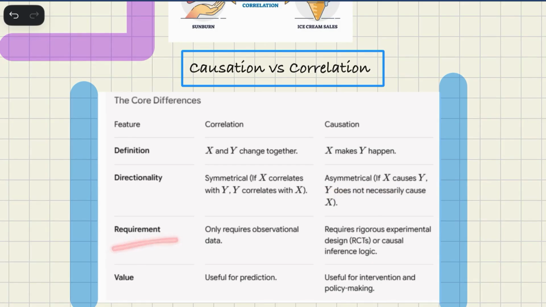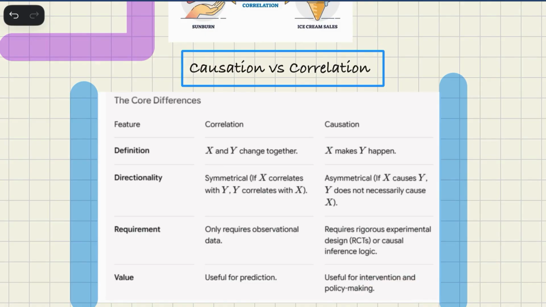Then comes the data requirement. Correlation only requires basic, passive observational data. You just sit back and watch, whereas causation requires rigorous experimental design, like dividing people into random test groups to control for outside factors as well. So there we require the experimental design, right? And it is used for prediction; it is useful for intervention and policy making.